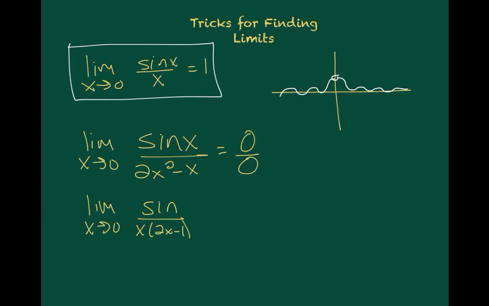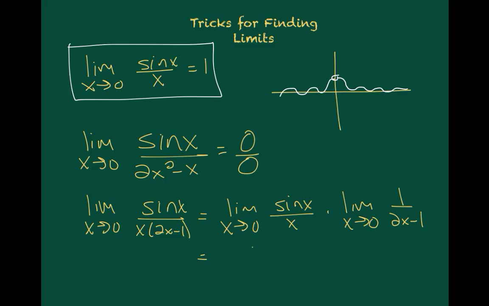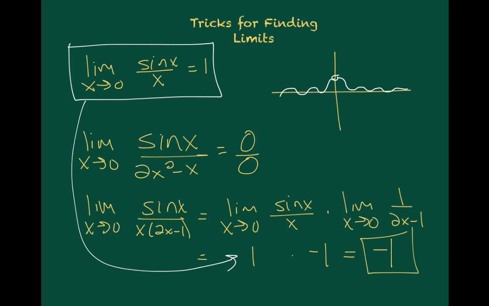Now you may recall that you can manipulate this using the properties of limits. We could turn this into the limit as x approaches 0 of sine x over x, times the limit as x approaches 0 of 1 over 2x minus 1. Now this first limit is going to equal 1. That's coming from right up here. But the second limit is just going to be 1 over 2 times 0 minus 1, or negative 1. So now we can evaluate this limit as 1 times negative 1, or just negative 1.